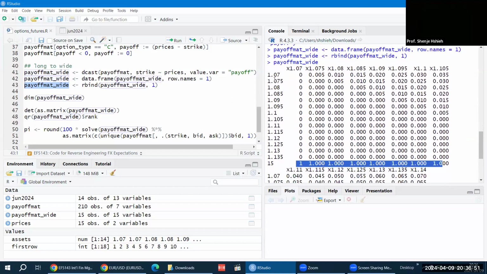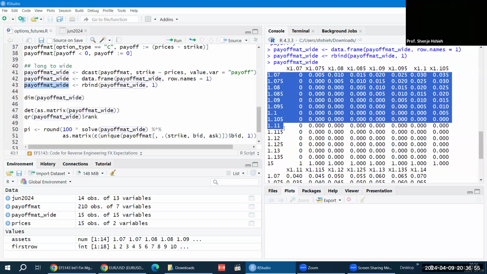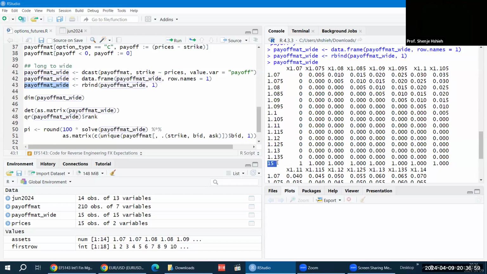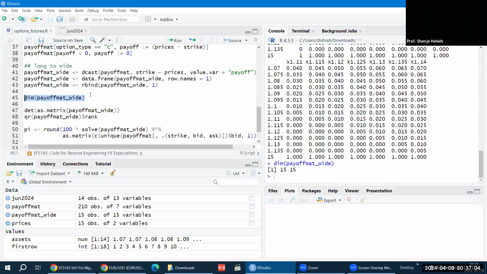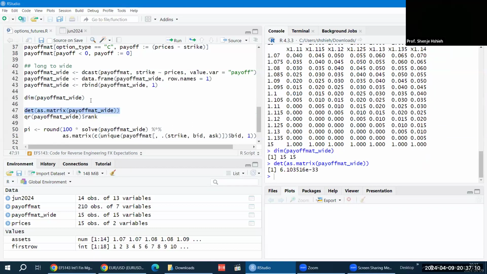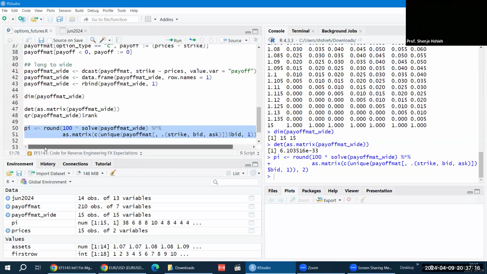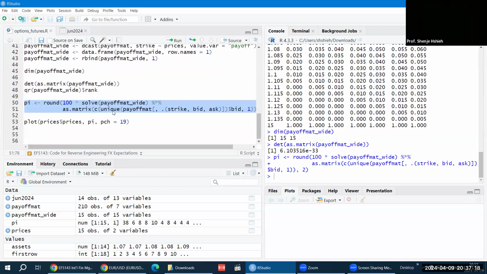The strike prices are in the row names: 1.07, 1.075, all the way to 1.135. This is the 15th row, so it's a 15 by 15 matrix. DIM means dimension, so it's 15 by 15. It's invertible: I can take the determinant, and it's non-zero. Cool, so I can solve for pi. I'm just doing matrix multiplication here, and I can plot it.